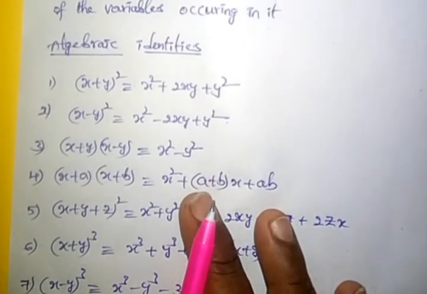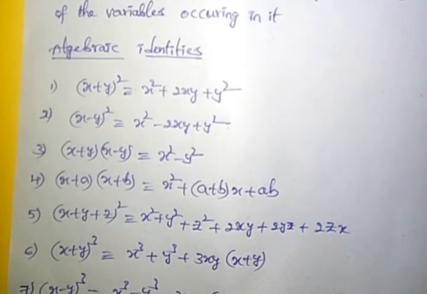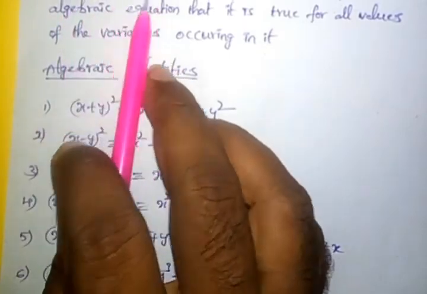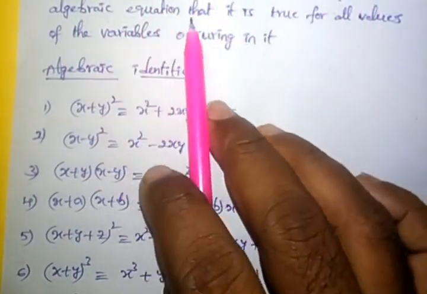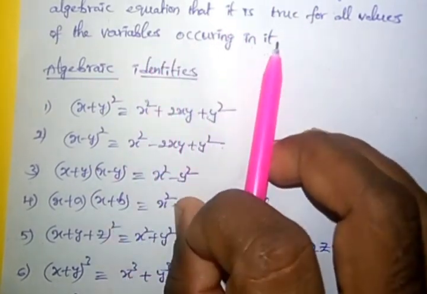Welcome to maths class. Dear children, in this class we are going to learn about exercise 2.5. Before that, we need to learn about the algebraic identity concept. Okay, let's have a look at the definition of algebraic identity. An algebraic identity is an algebraic equation that is true for all values of the variables occurring in it.